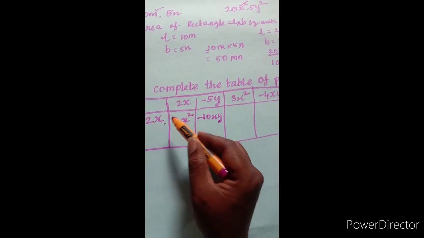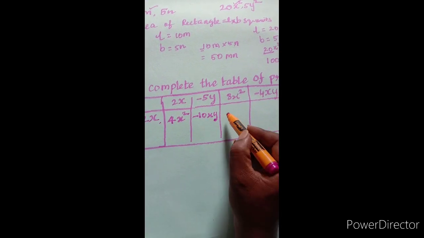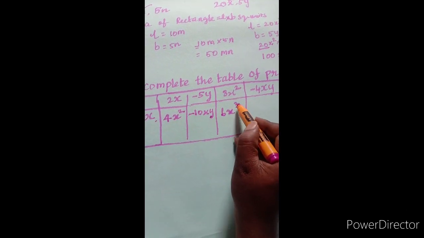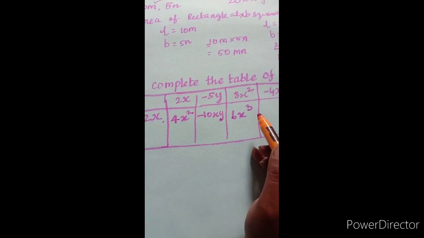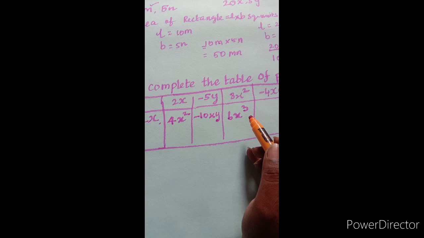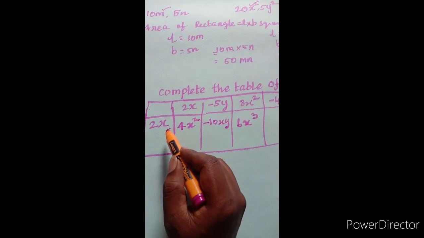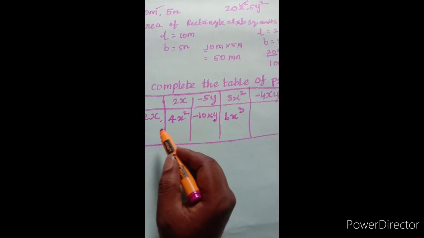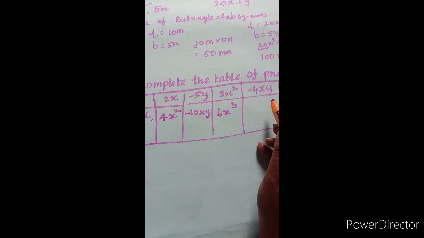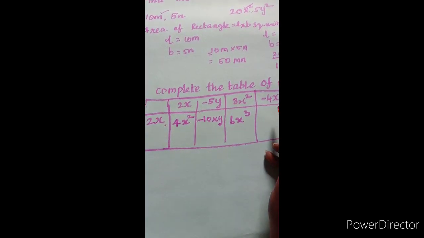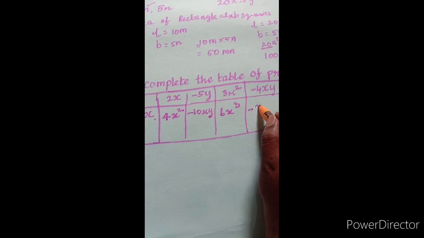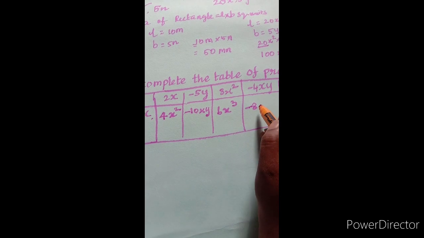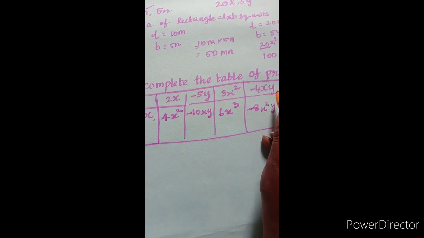Next one, 2x into 3x squared. 2 threes are 6, x into x squared, x cubed. So you must be very aware of the symbols, whether it is a plus or minus. Here plus 2x, here minus 4xy. You can multiply 2x into minus 4xy. 2 fours are 8, plus into minus, minus 8. Here 1x is there, here 1x, x into x, x squared, remaining 1y. That's all.